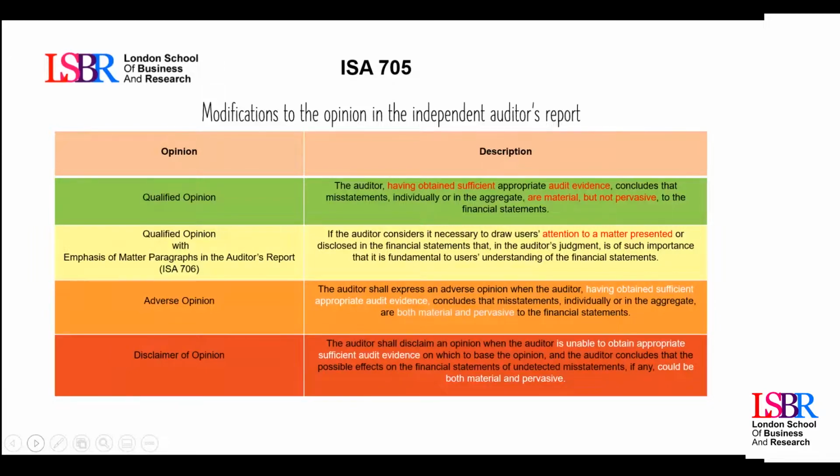And for that reason, this is a kind of traffic light in which green means that it is correct. The opinion with emphasis paragraphs is yellow because it's good but not too much. An adverse opinion is bad, and very, very bad is a disclaimer opinion. So only remember the colors because it's very useful.